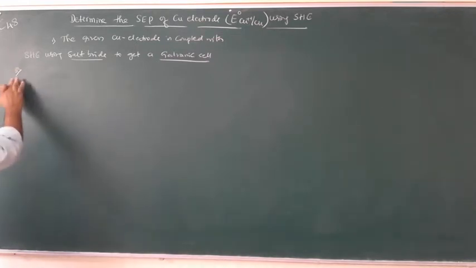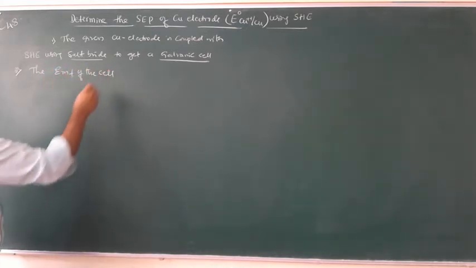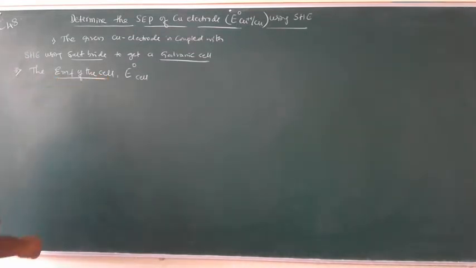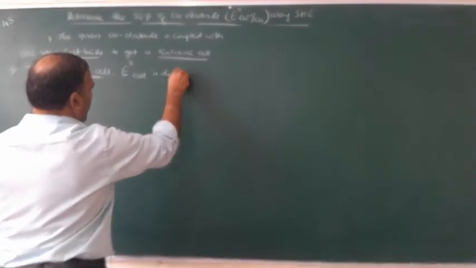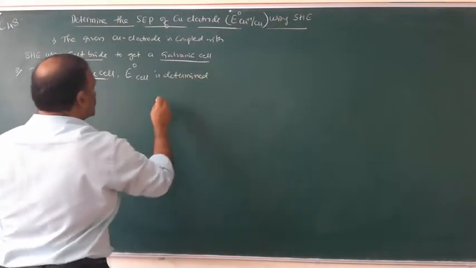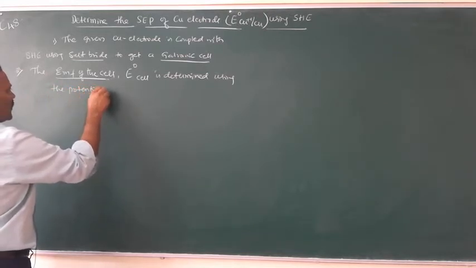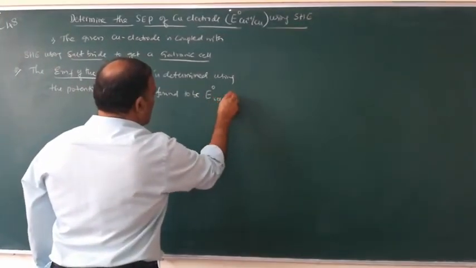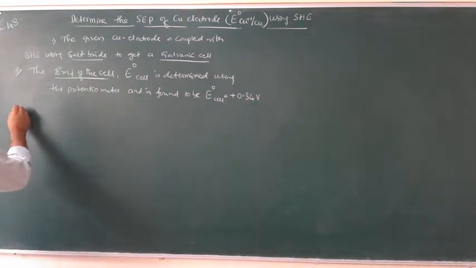So second step, the EMF of the cell, that is E naught of cell, the standard electromotive force of the cell, E naught cell is determined using the potentiometer and is found to be E naught cell equals plus 0.34 volt. What is the third step?